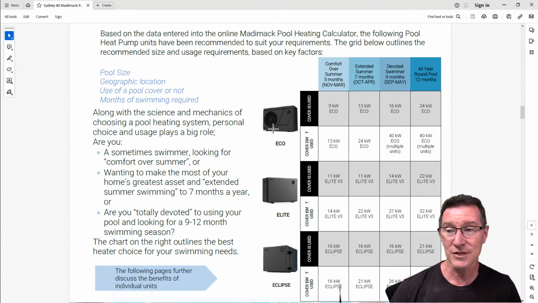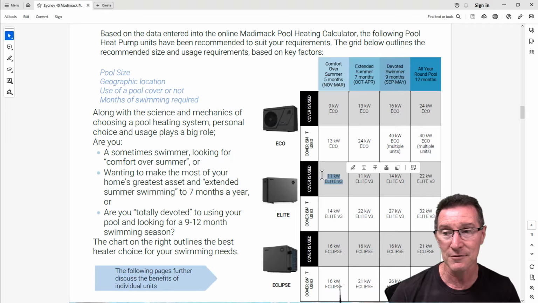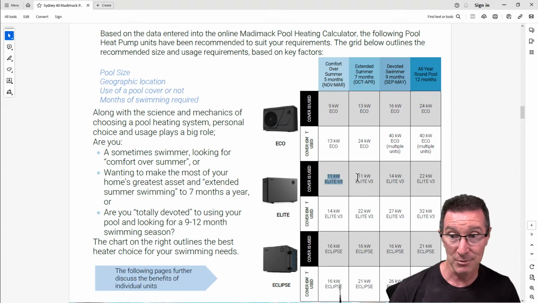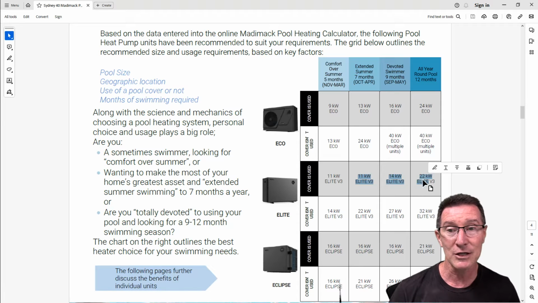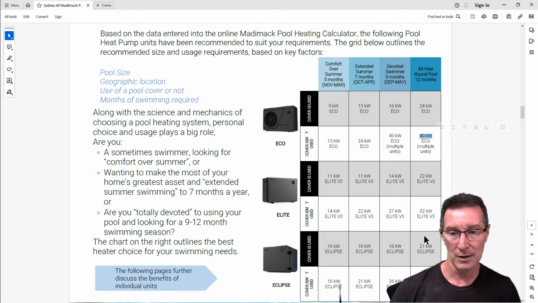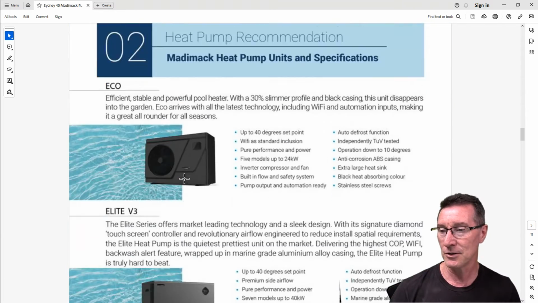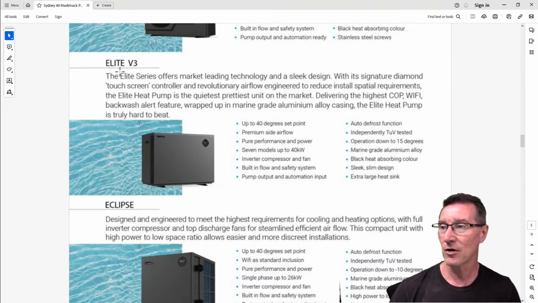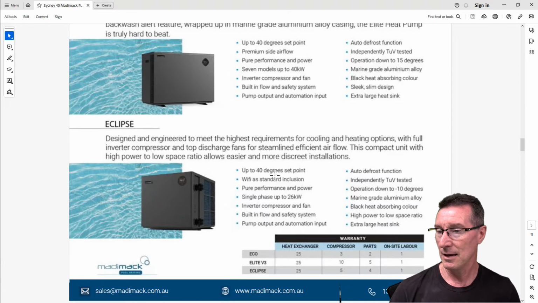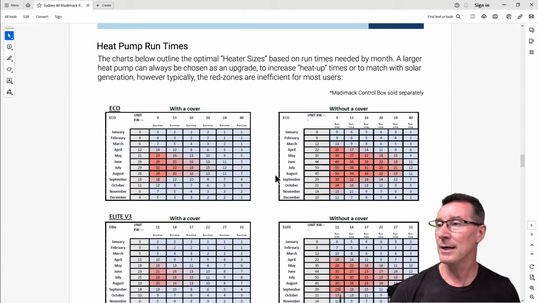So let's take a look at it. They have all the different models here. They've got the Eco, they've got the Elite, which we've got. We've got the bottom of the range Elite, the Elite V3 here. It gives you recommendations here, and they go up to like a 22 kilowatt model in that. But there's a 40 kilowatt version in the Eco and a 32 kilowatt version in the Eclipse over here. But anyway, that's not the most interesting part. So that's the one we've got, the Elite V3. Let's keep going.